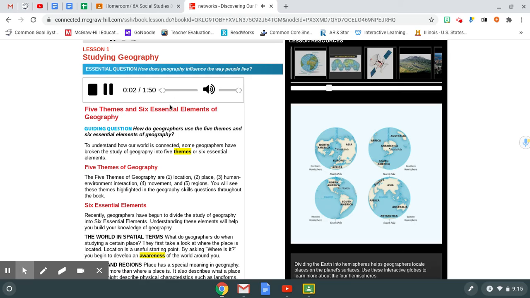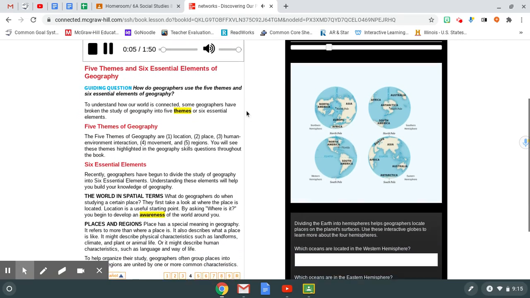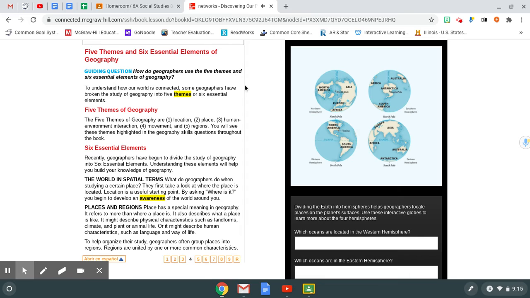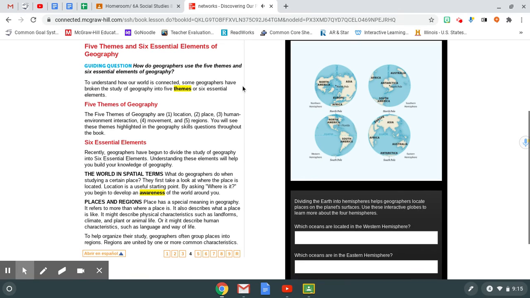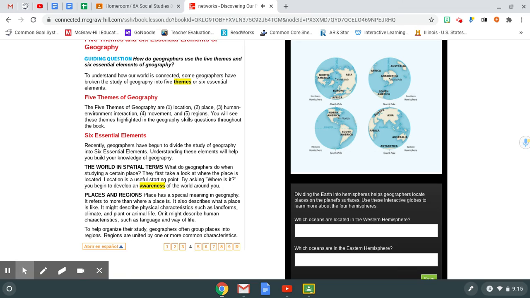5 themes and 6 essential elements of geography. Guiding question: How do geographers use the 5 themes and 6 essential elements of geography? To understand how our world is connected, some geographers have broken the study of geography into 5 themes or 6 essential elements. The 5 themes of geography are 1. Location, 2. Place, 3. Human-environment interaction, 4. Movement, and 5. Regions. You will see these themes highlighted in the geography skills questions throughout the book.